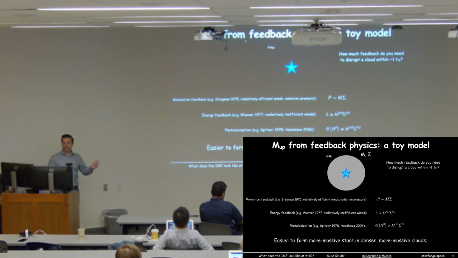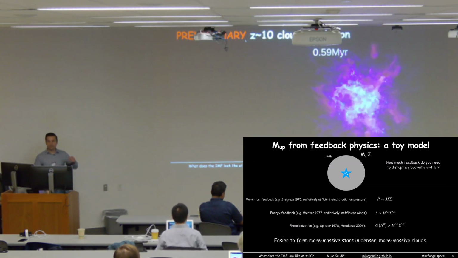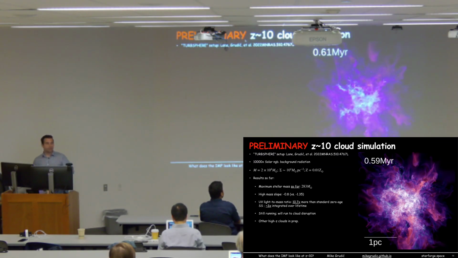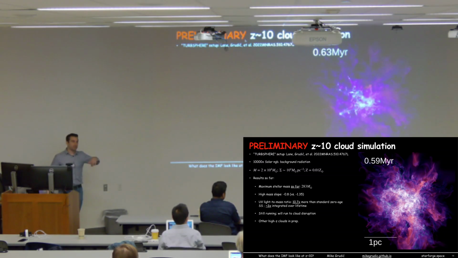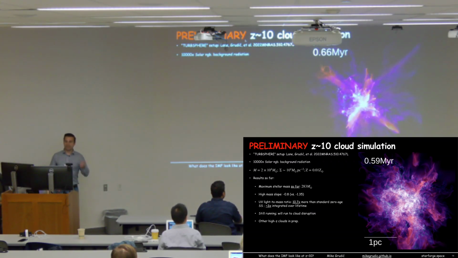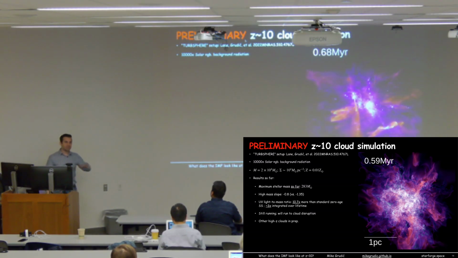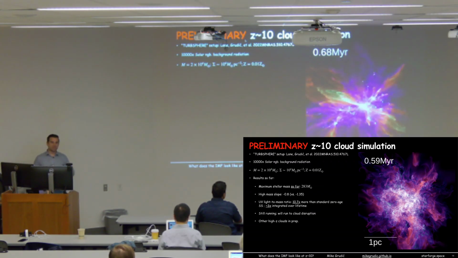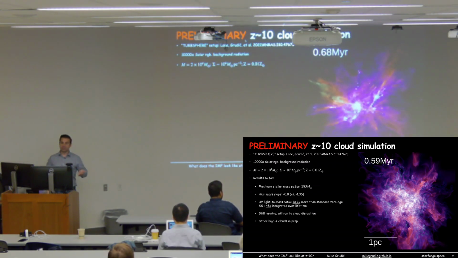So what do we see in z of 10 conditions? This is very preliminary, but we have been firing off a suite of clouds that are more appropriate for z of 10. So this is using our turb sphere setup. It's a little more realistic, where we pre-stir the cloud and develop turbulence before we switch on gravity. We have a background radiation field that's 10,000 times what is seen in the solar neighborhood, so sort of consistent with the sigma SFR that people are seeing. Again, 20,000 solar masses, surface density of 10 to the 4 solar mass per square parsec.